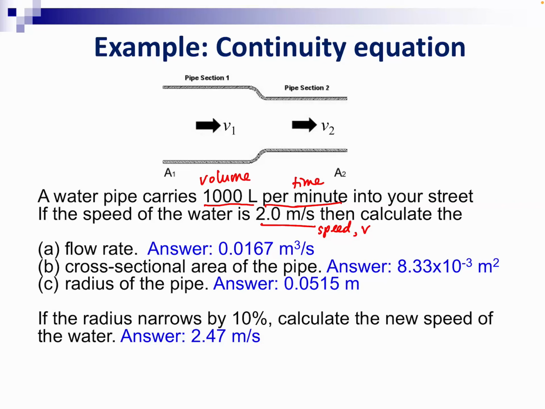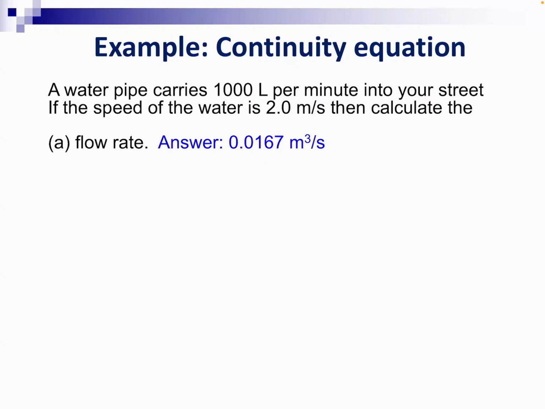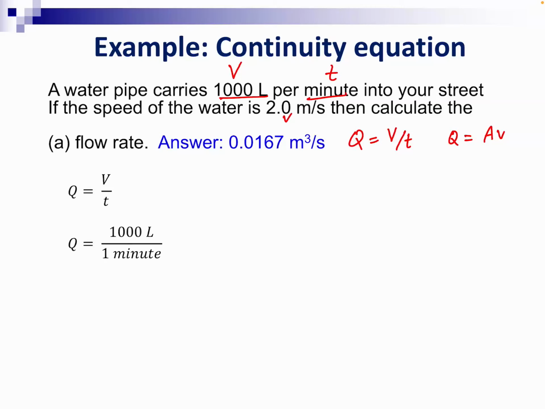Cool. Right, so let's solve for the flow rate. So for flow rate, we have two equations. It's the amount or the volume of water per unit time, or it's also how fast the fluid moves across a cross-sectional area. So you have these two equations for flow rates, but you don't know the area. The cross-sectional area of the pipe is not given. What's given is the volume, the time, and the speed. Right, so then it makes sense to use the first definition for flow rate. 1,000 liters per minute is flowing through the pipe.